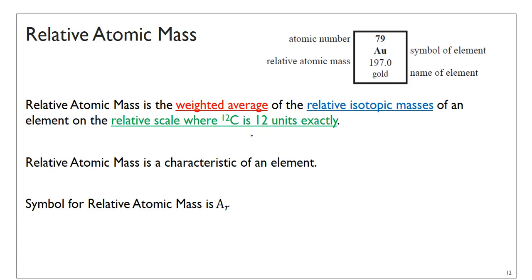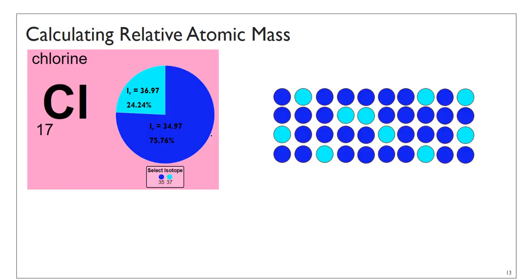Anyway, let's go back to the definition of relative atomic mass. It is the weighted average of the relative isotopic masses of an element on the relative scale, where carbon-12 is 12 units exactly. So we'll talk about these two concepts of relative isotopic masses and relative scale. Now let's go back to the idea of the weighted average. I'm going to use the chlorine example again.